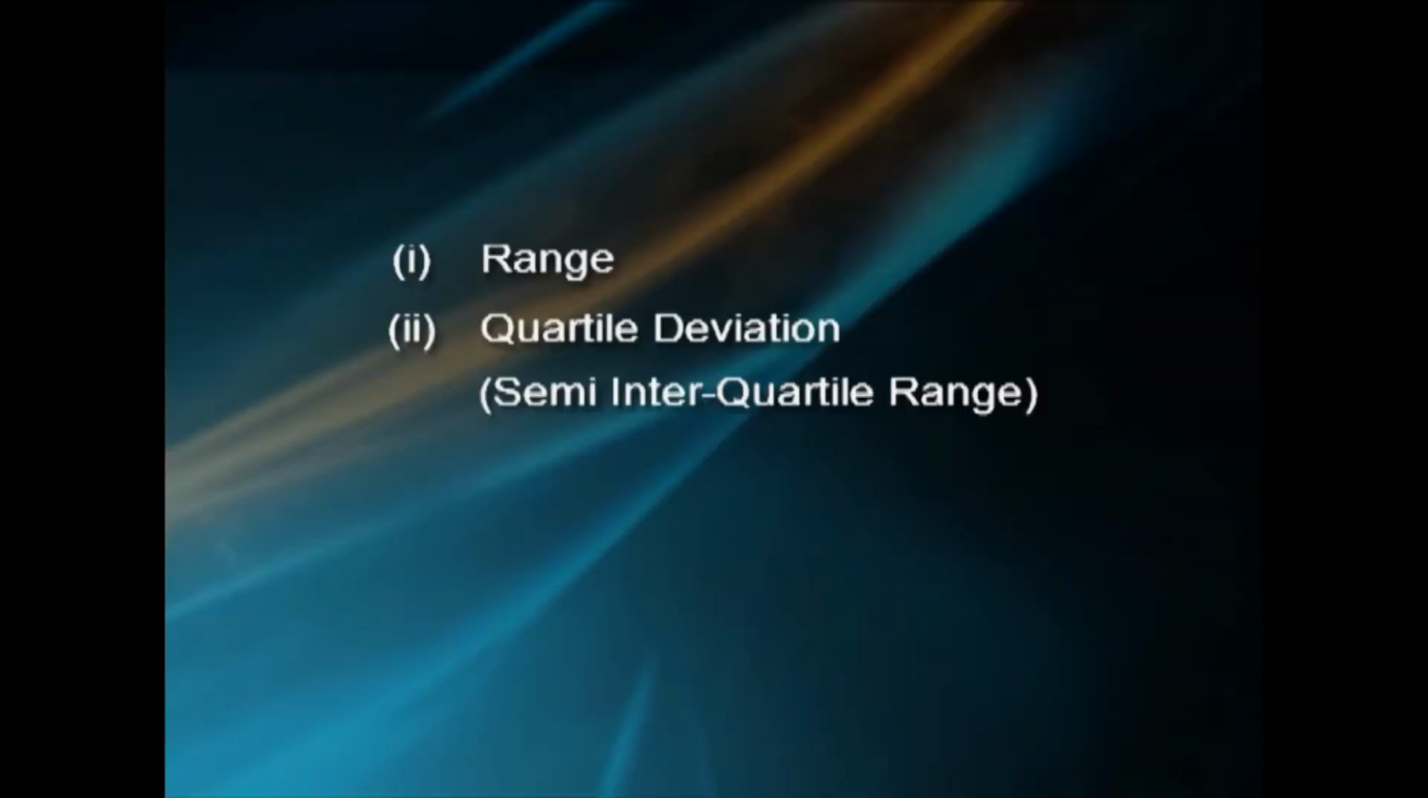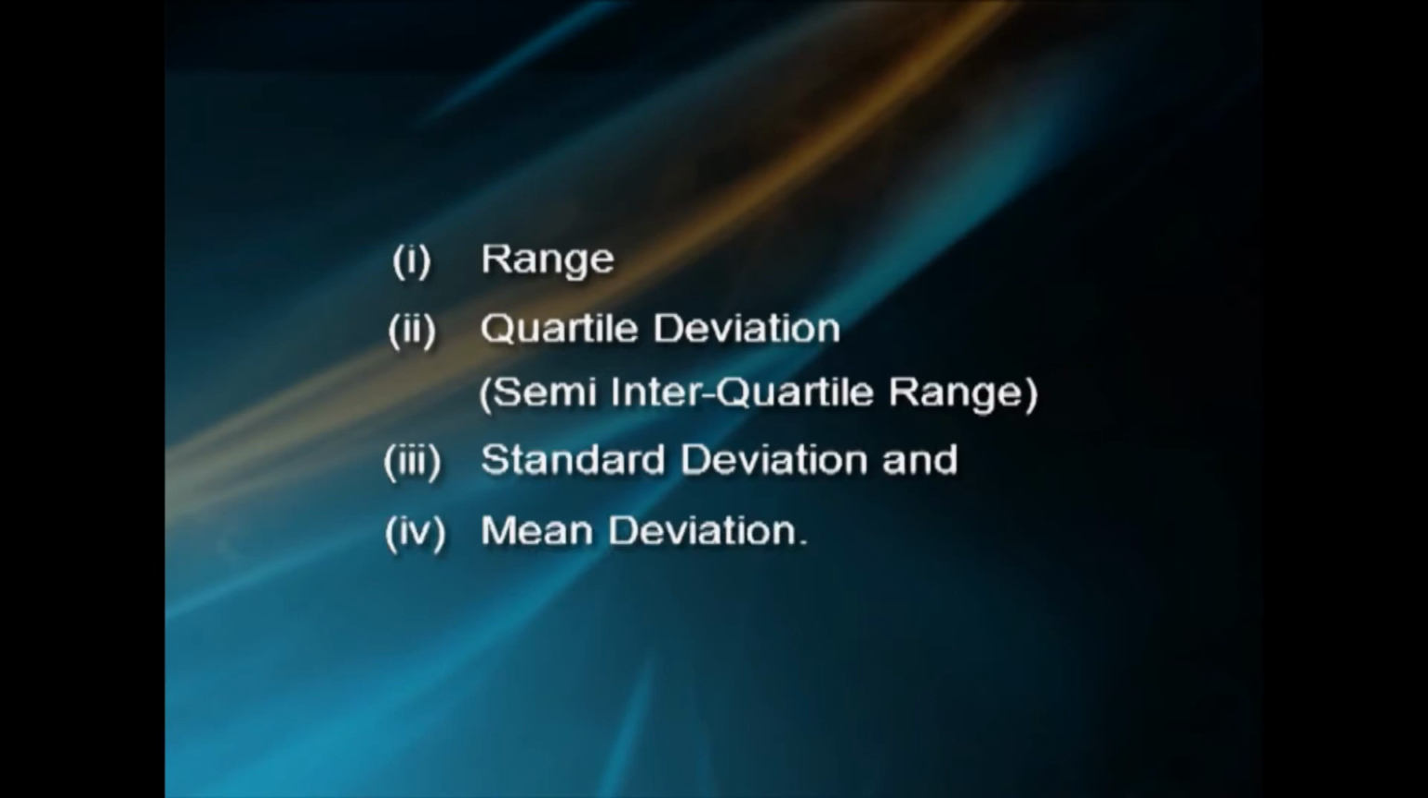Various methods are available in literature to measure the dispersion of a given set of data. Some important measures of dispersion are 1. Range, 2. Quartile deviation or semi-interquartile range, 3. Standard deviation and 4. Mean deviation. We shall look into the second and third measures in this module.